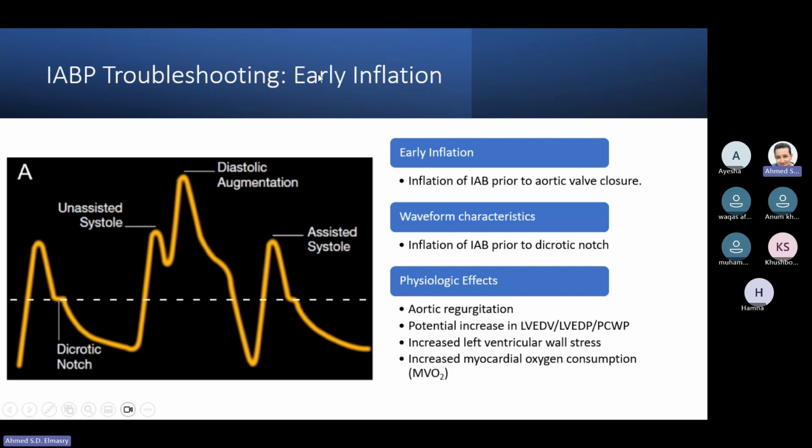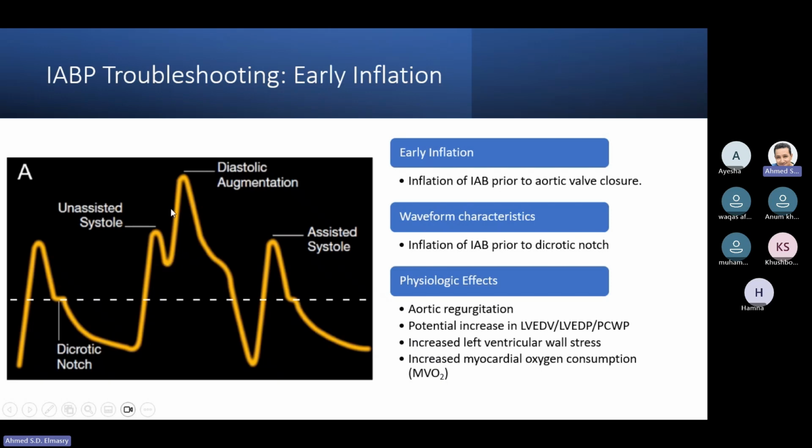How to know the early inflation? As we said, you have to move the reference line to the level of the dicrotic notch after you move to the 1:2 ratio, and compare the inflation point in comparison to the dicrotic notch. As you see here, the inflation point is at a higher level than the dicrotic notch, which means that the inflation happened very early while the aortic valve is still open.